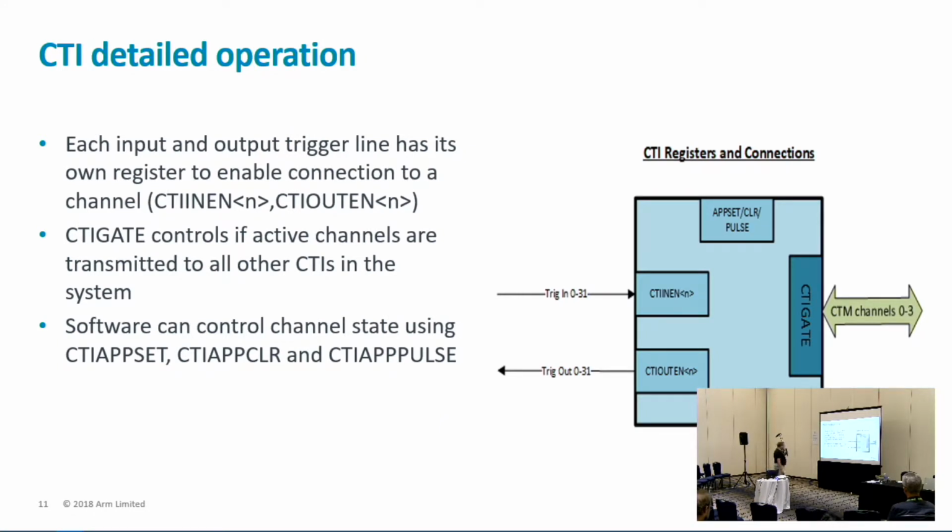So a quick look at what a CTI actually consists of. There are up to 32 input triggers, up to 32 output triggers. These can all be attached to one of the 4 CTM channels. They can be attached to one of the channels or all 4 of the channels, effectively signaling the rest of the system. Or they can also be gated so that the signals don't go any further than the local CTI and the local components. Finally, the channels can be signaled using software control as well, using the set, clear, and pulse registers, which will generate signals on the channels and any triggers that are attached to those channels.